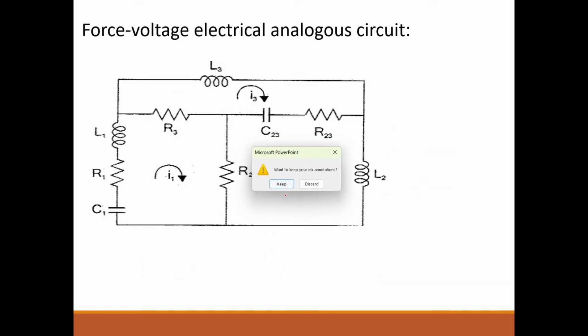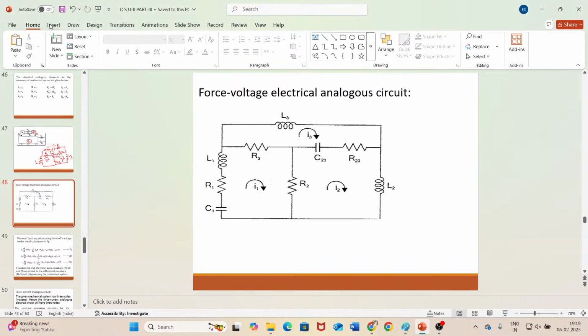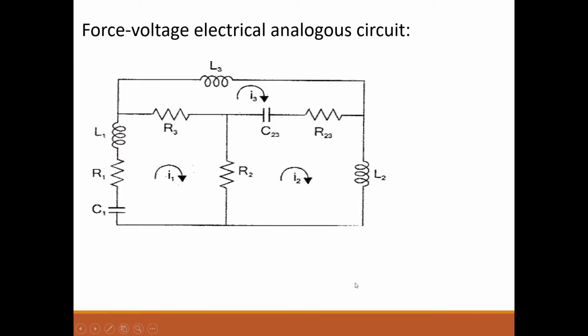I'll just end the show. I'll write keep and I'll just save it. Okay. So you just draw this circuit also and you can compare both the circuits. I will try to conclude within 10 minutes. 10 to 15 minutes, I'll conclude this topic.